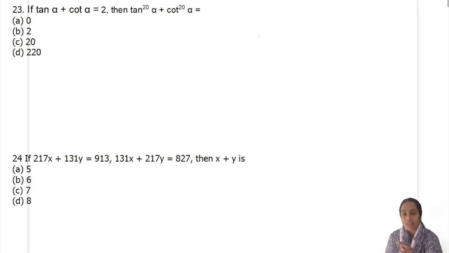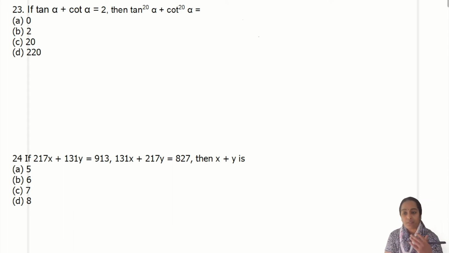So tan 45 degrees plus cot 45 degrees, which is given as 2 in the question, means 1 plus 1 is equal to 2. And if you have to find tan to the power 20 alpha plus cot to the power 20 alpha, it's going to be 1 to the power 20 plus again 1 to the power 20, which is again 2. So the answer is 2. The minute you read the question, you know the answer.